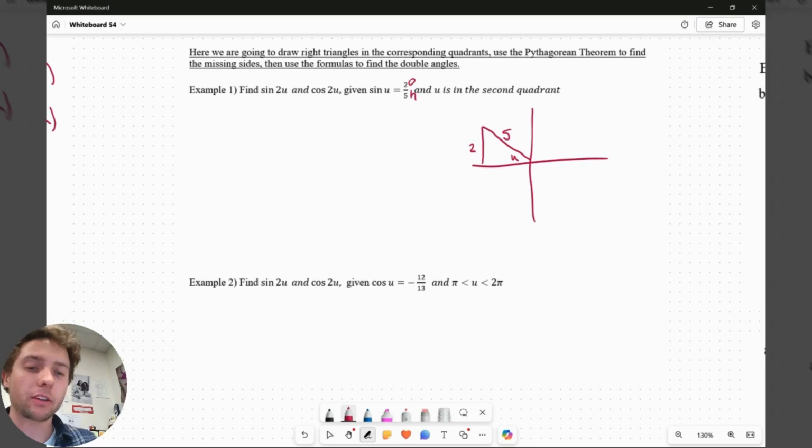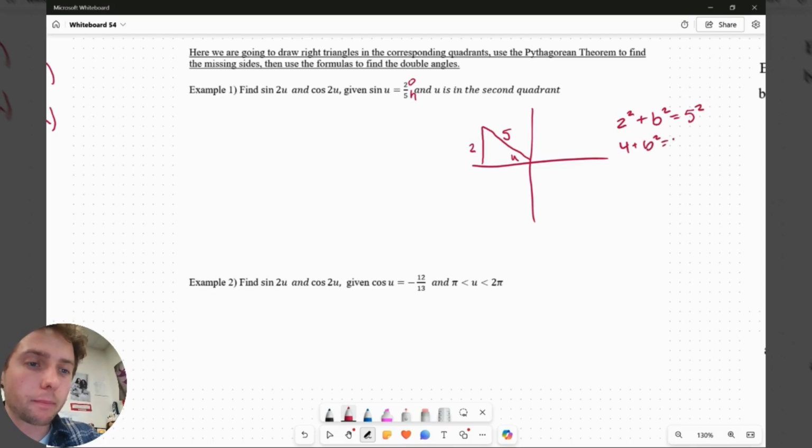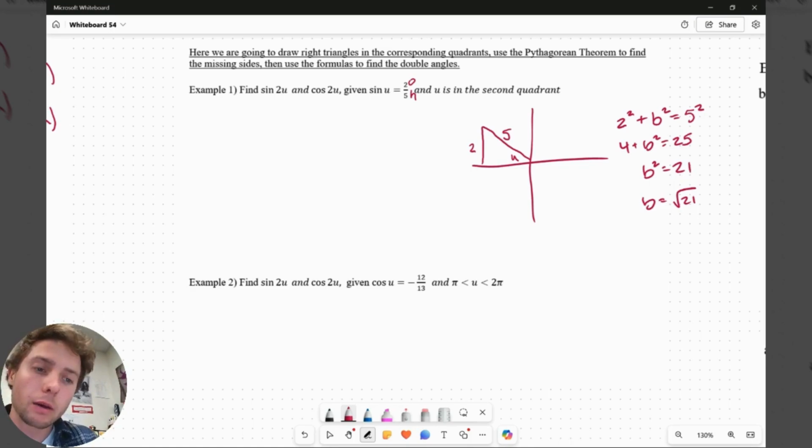Well, the x value. Realize we can find that by using our Pythagorean theorem. 2 squared plus something squared equals 5 squared. So solving that briefly, we end up getting b equals the square root of 21. Okay? But be careful in this case, because if I put square root of 21 here, yes, that's the value we just found, but it's not the right one. It doesn't actually work. And there's a small thing we need to do.